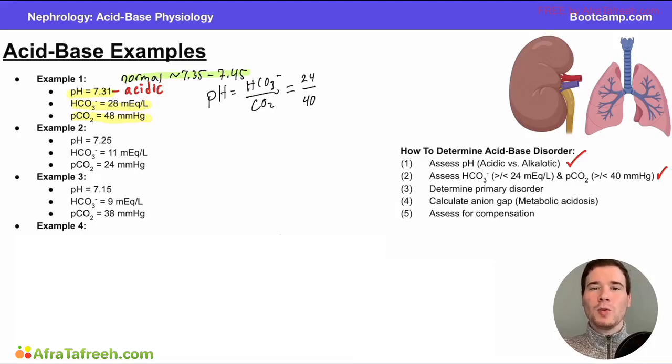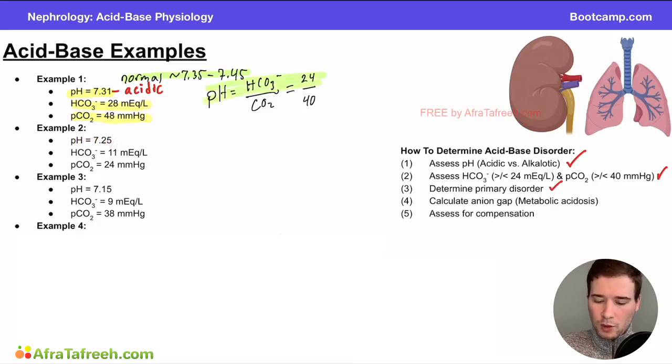And so now we're going to look at each one individually and say, is this above or is this below the expected value that we would expect to see in a physiologic homeostasis? If it's not, then that's going to indicate what is the primary problem that we have. And that's step number 3, which is to assess what is the primary disorder that is occurring. So step 3 is to determine the primary disorder.